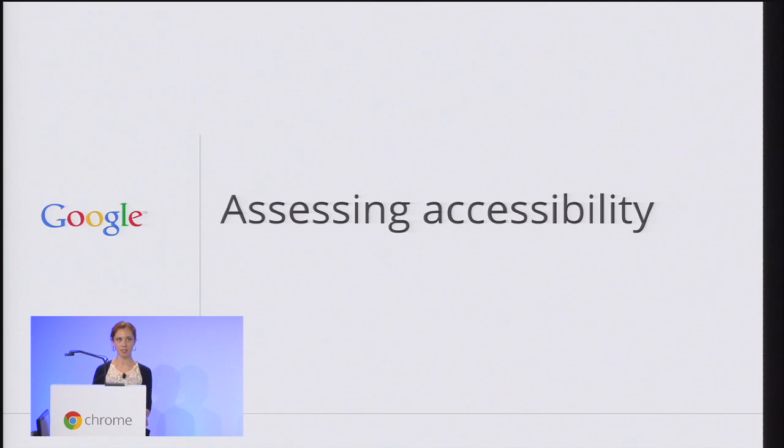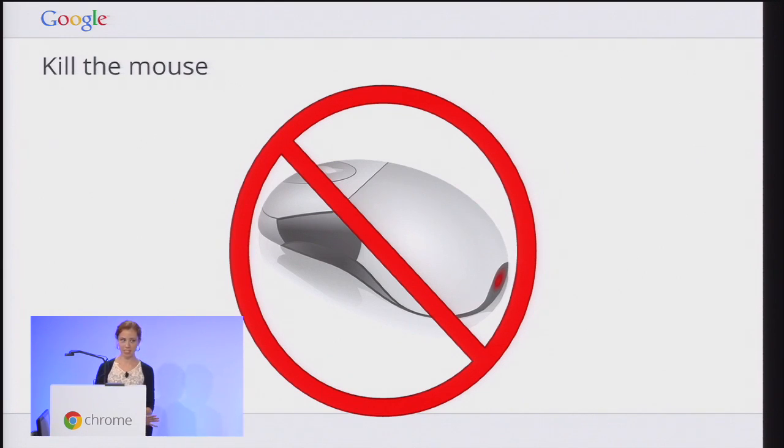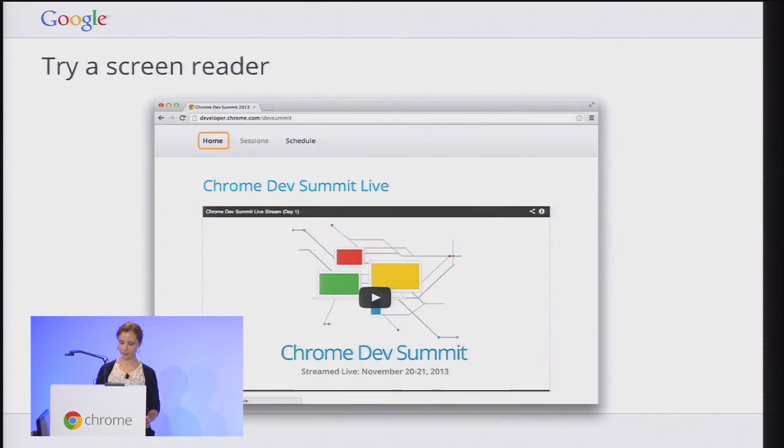OK, so how can you actually assess the accessibility of your site? Firstly, try it without a mouse, try it without a trackpad. I saw this great tweet from someone saying, the trackpad on my MacBook Air broke and I'm on a plane. To all site developers everywhere, please fix your accessibility.